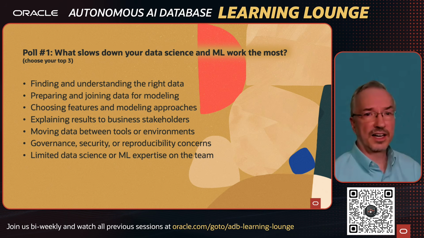So we see the results are coming in. And the top of the list seems to be finding and understanding the right data at 62%. Preparing and joining data for modeling, about half of you have that concern. Choosing features and modeling approaches, yeah, there are a lot of options there, and knowing which ones to choose is important. That's about a third. And then explaining results to business stakeholders. Got another one, limited data science or ML expertise on the team. That's at about 37% coming in there. So yeah, there are a number of issues that people have concerns about using this. So thank you for sharing your feedback on this.